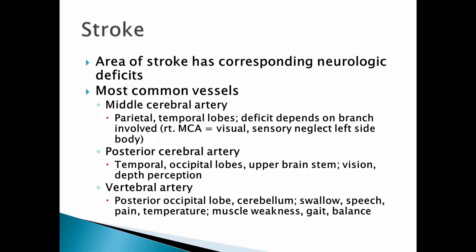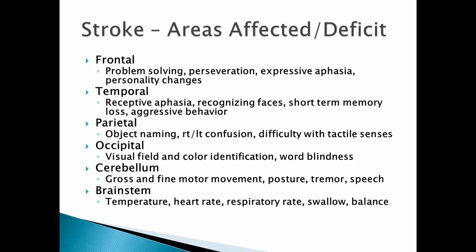So when we think about the functions of the vertebral artery, we think about swallow. We think about speech, pain, temperature. Vertebral artery stroke may manifest with muscle weakness, gait alterations, balance issues. So when we think about vessels, we have to think about the part of the brain that is supplied by those vessels. And we talked about the three most common. But those vessels supply specific parts of the brain.